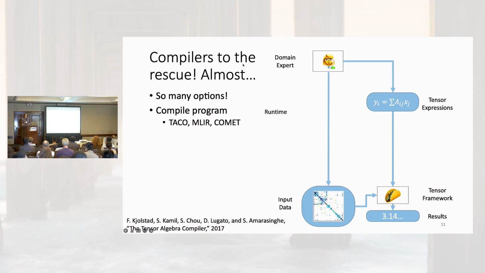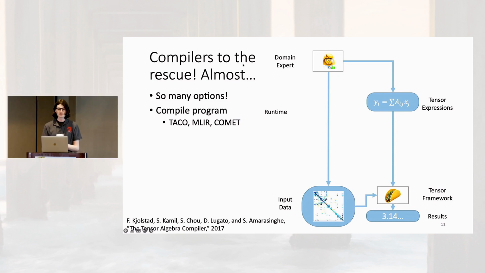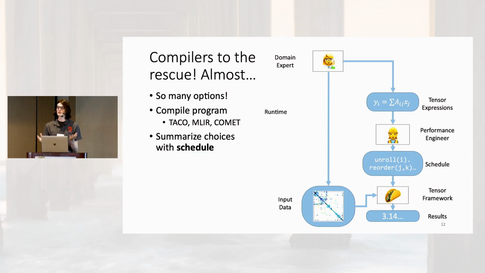So with so many options for how we might implement these kernels, it's too difficult to do by hand, which has led to the introduction of sparse tensor compilers. So here we have our domain expert. She's a scientist. She's got some computations that she'd like to execute and some input data to crunch. And so she passes both of them to the tensor framework. But there's a ton of options, like I said. So what we do is we'll summarize the options into a high-level, what we call a schedule, which we would usually employ a performance engineer to produce. So the performance engineer would look at the kernel and produce a really good schedule for it.